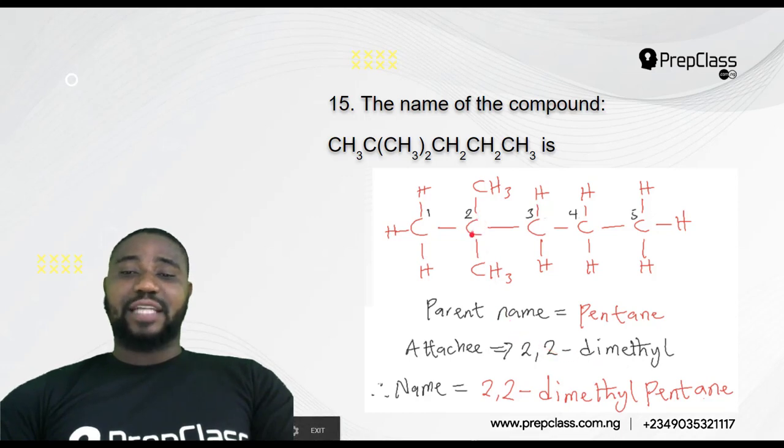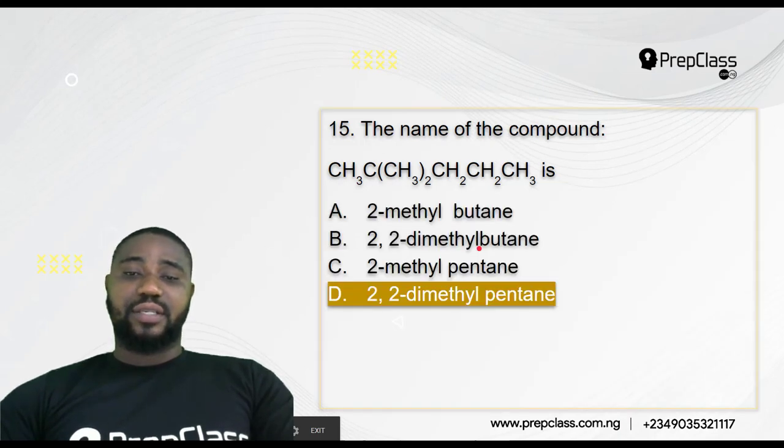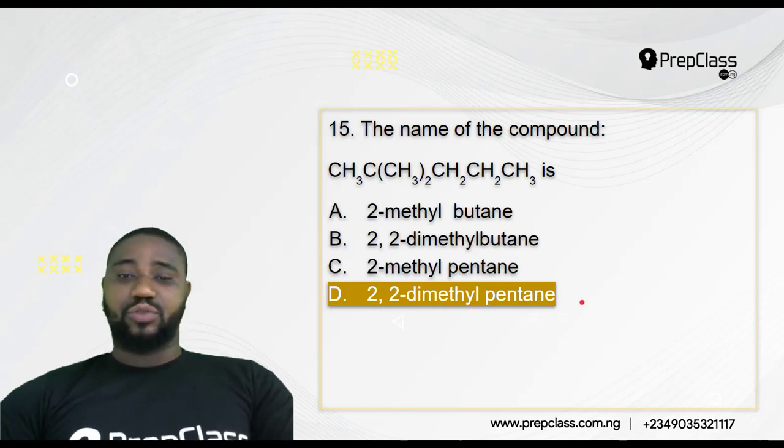So you name the attachment before you now join it with the parent name. So the correct name becomes 2,2-dimethyl, then the parent name pentane. So that's 2,2-dimethyl pentane, and that will be your correct answer. 2,2-dimethyl pentane. So that's the best answer, 2,2-dimethyl pentane.